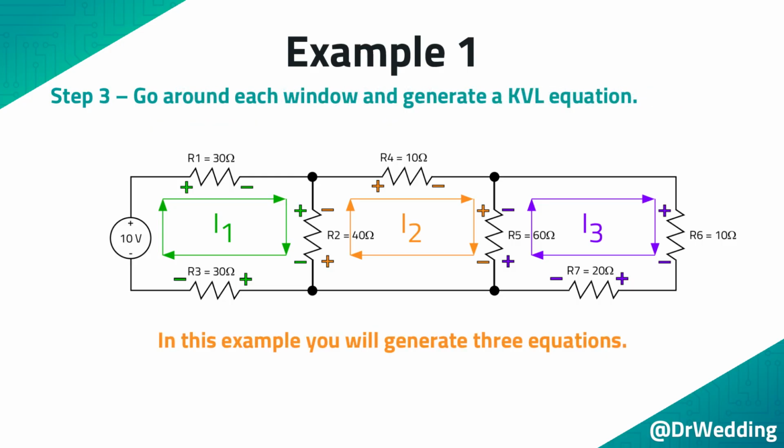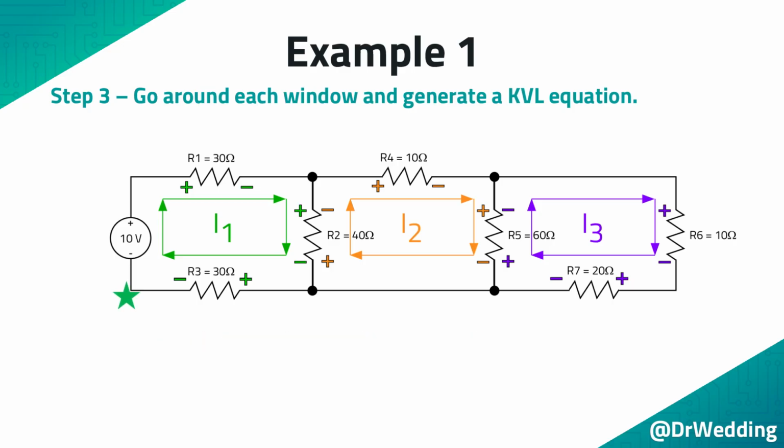Step 3. Go around each window and generate a KVL equation. In this example, you will generate 3 equations. To get the first equation, start at the green star in the lower left of the first window and go around it clockwise. The first equation is minus 10 plus 30I1 plus 40I1 minus 40I2 plus 30I1 equals 0. Then combine the like terms.